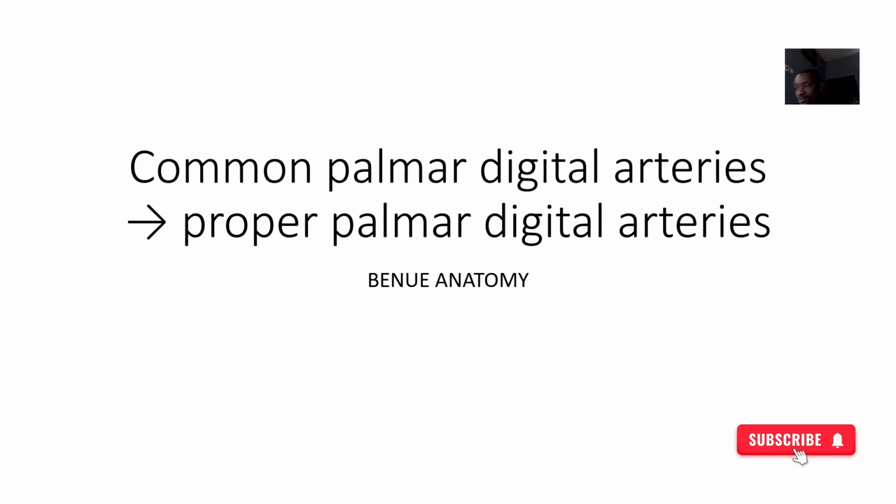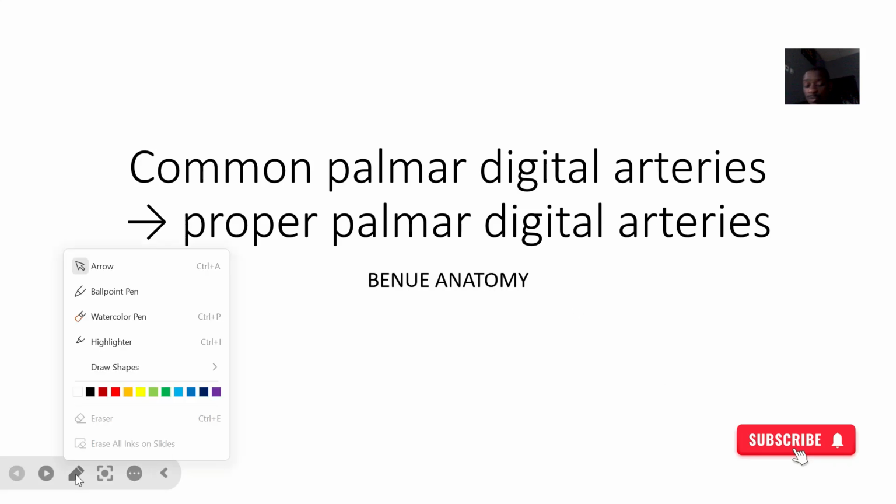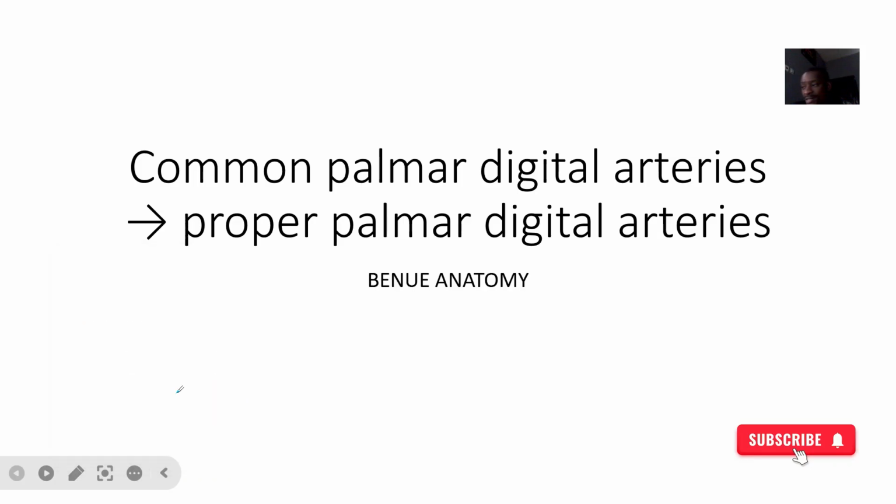Artery of the upper limb, that's towards the end of the upper limb, and this is what is known as a common palmar digital artery. So talk about the anatomy of the common palmar digital artery. You get to see that the common palmar digital artery gives rise to what is known as a proper palmar digital artery.